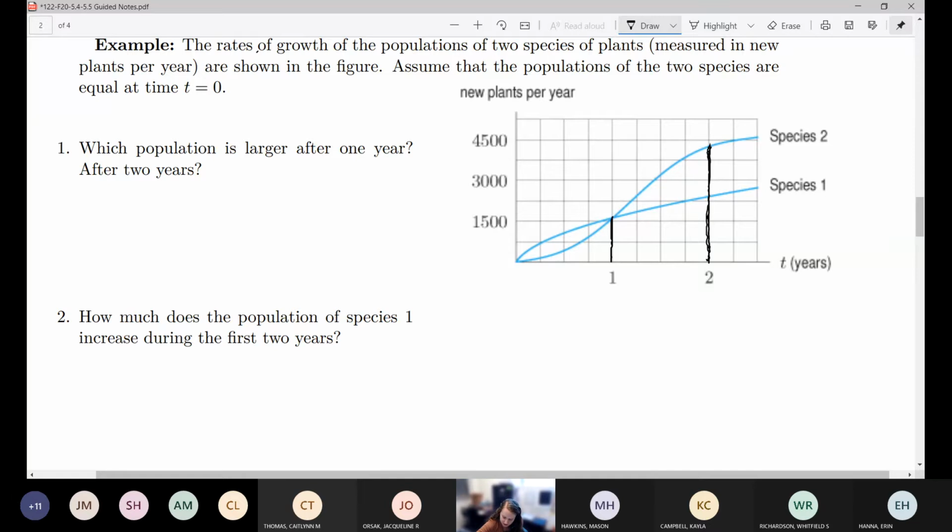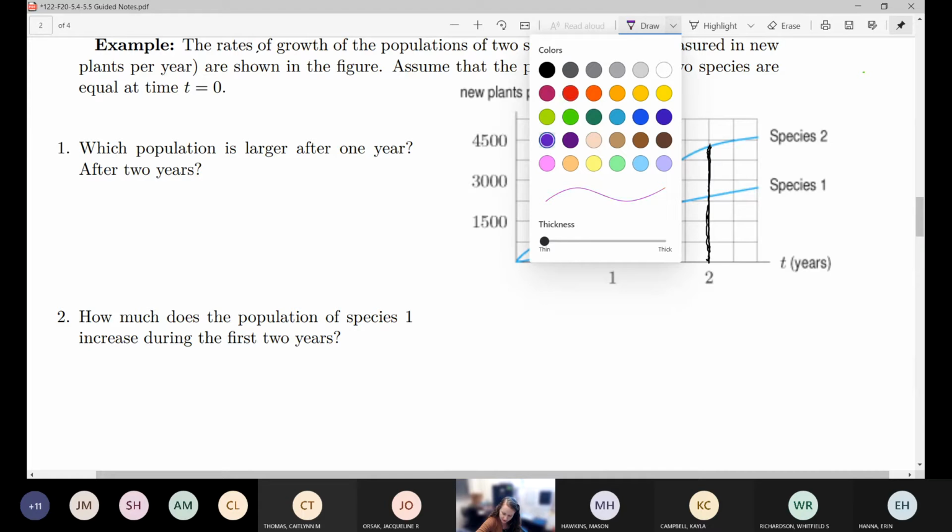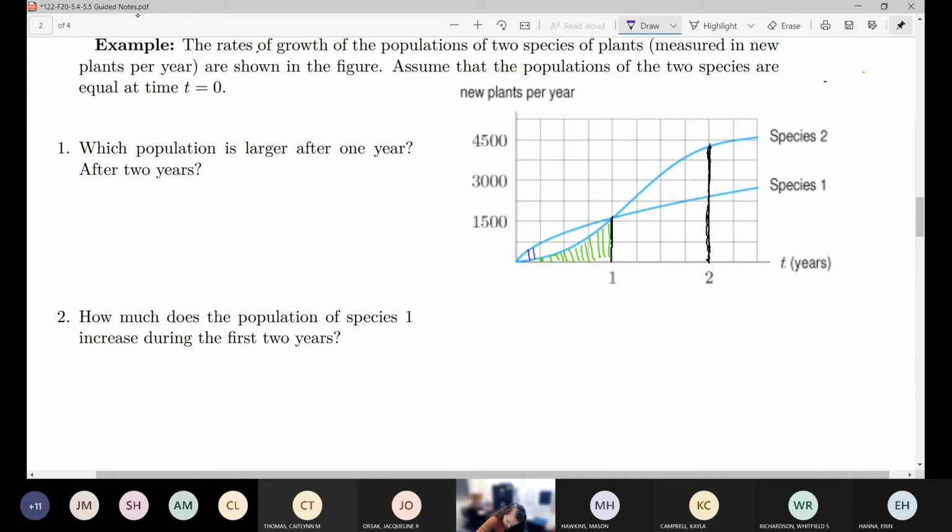So if I can try to do this, let me do like a green. So underneath of species 2, which is the lower one on the first piece, the area is this much in here. And then for species 1, the area is, I know that's overlapping a little bit, but is that purple area.